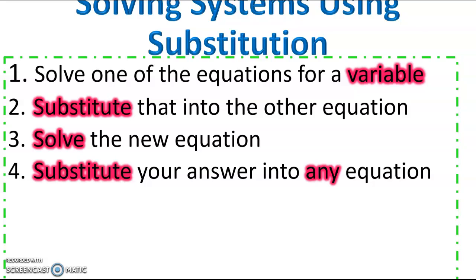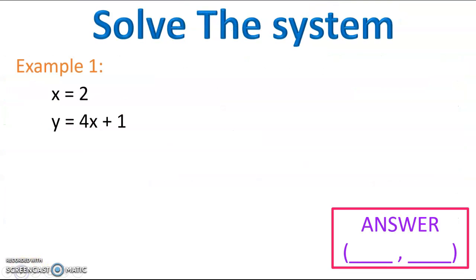Essentially what we want to do is solve one of the equations for a variable, and then substitute whatever that variable says into our other equation. Then we solve the new equation, and then we substitute our answer into any equation. Now I know that's a lot of words, and some people will be like, what the heck does that mean? Let's go ahead and show you, okay?